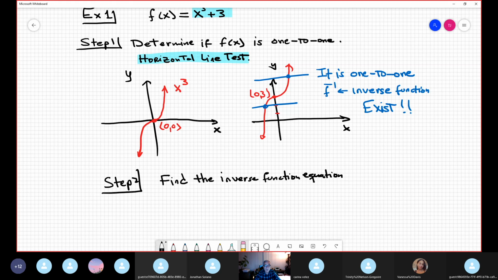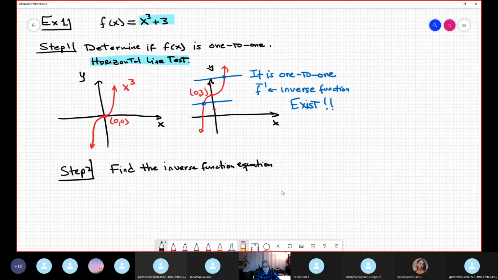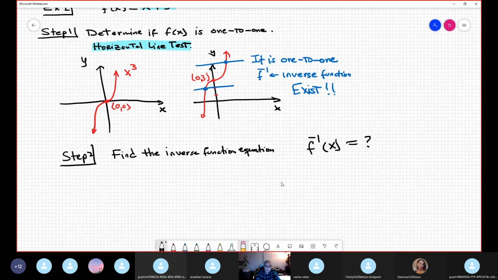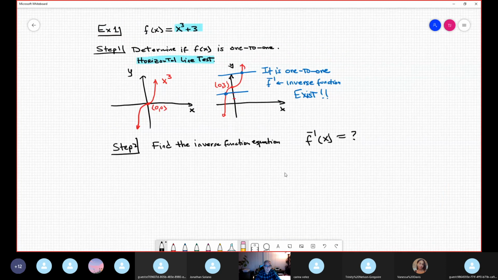Okay, the original function is x cubed plus 3. So what is the inverse function of this? This is my challenge now. I need to find the inverse function. Remember the symbolic way is using the -1 like an exponent, but actually it's not an exponent. The procedure is always the same. Pay attention, it's important.